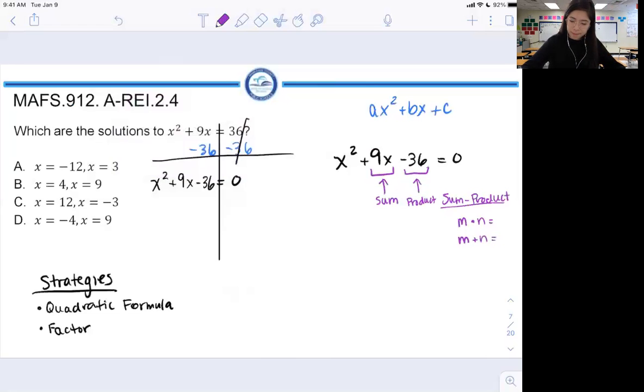Exactly. They multiply to negative 36 and they add up to 9. So the magic numbers are 12 and negative 3. 12 times negative 3 is negative 36, and 12 plus negative 3 is 9. There's no other method other than you just have to think through the options and figure out the two numbers that work.